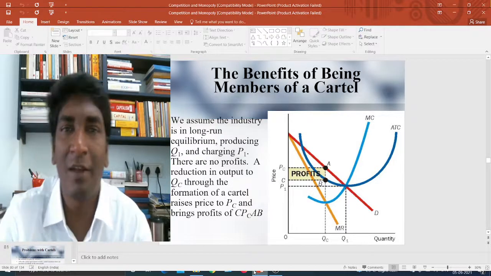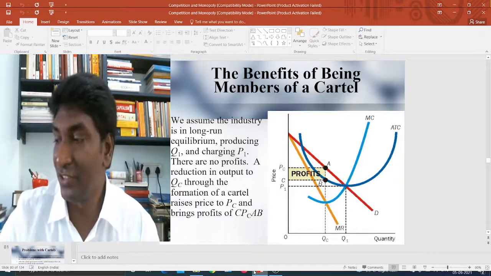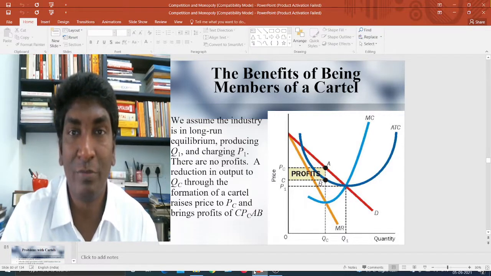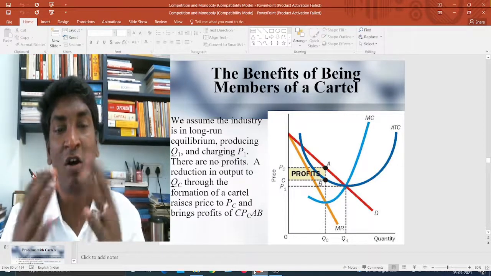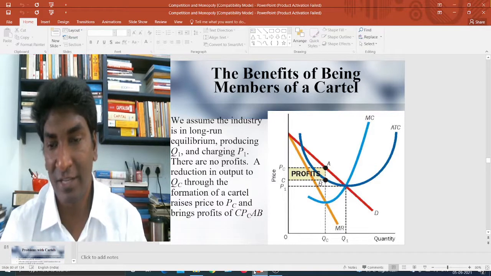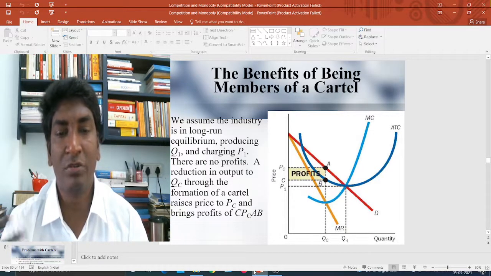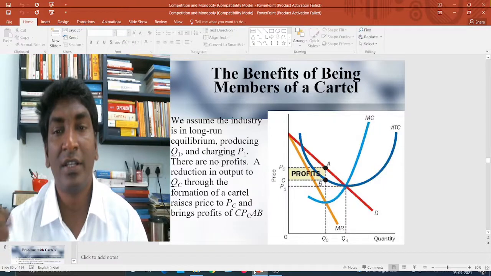So there is, of course, an advantage of having this particular cartel, you know, you make yourself part of a cartel situation. So the benefit of being a member of a cartel is the following. We assume that the industry is in long run equilibrium, producing Q1 and charging P1, so there is no profit. A reduction in output to QC through the formation of a cartel raises price to PC and brings profit, the area CPC and AB.